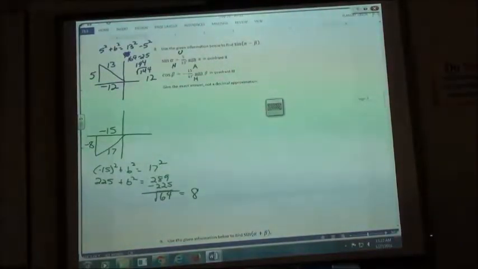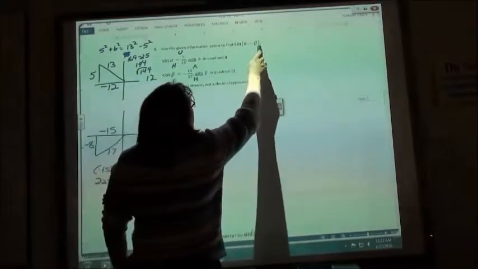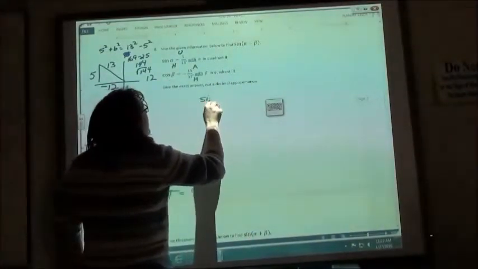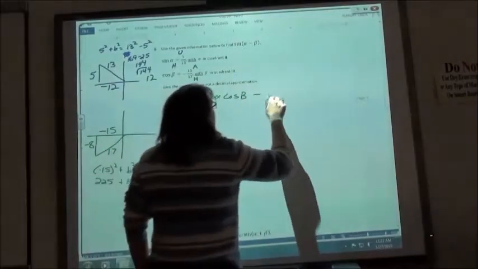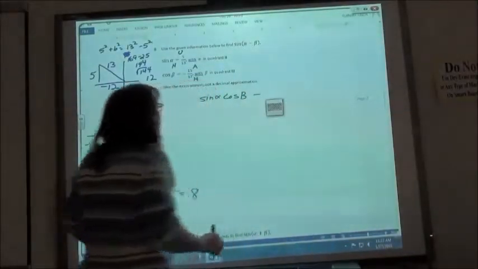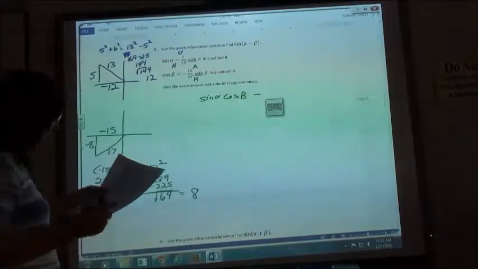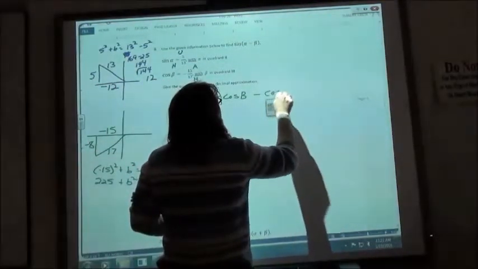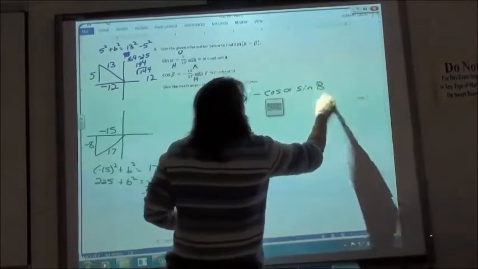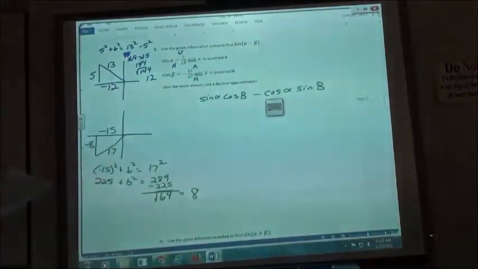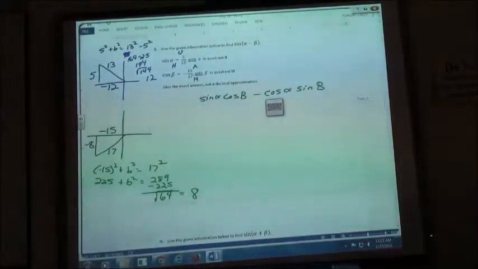Now I need to worry about doing the sine of alpha minus beta. That's going to be the sine of alpha cosine of beta minus, and then I'm going to look that up there, cosine of alpha, switch that around, and sine of beta. So sine of alpha, cosine of beta, minus cosine of alpha, sine of beta.